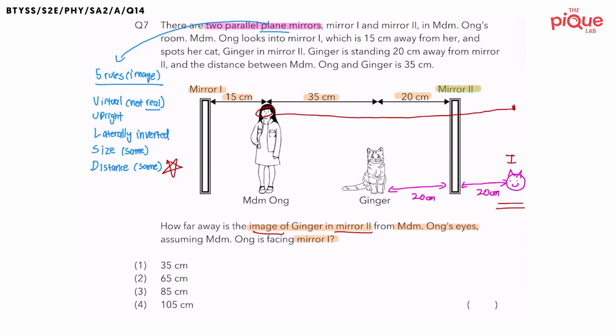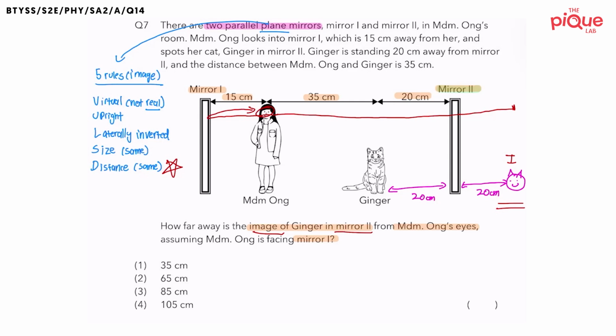Now, can we stop over here? Remember, the question asks us how far away the image is from Madam Ong's eyes. Are Madam Ong's eyes at the back of her head? No. So we have to continue drawing the line. Over here, the image will be reflected off mirror 2 and then back into Madam Ong's eyes. And that is how she is able to see the ginger cat in mirror 1.